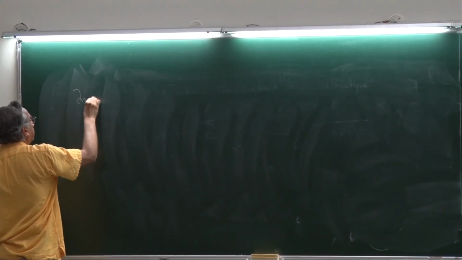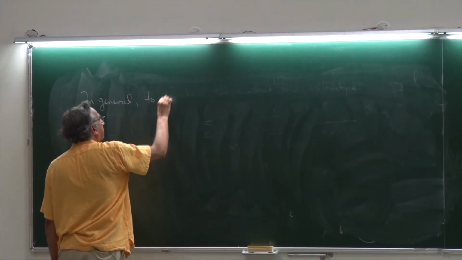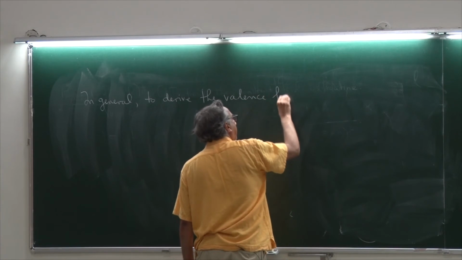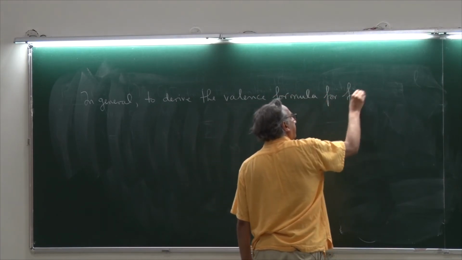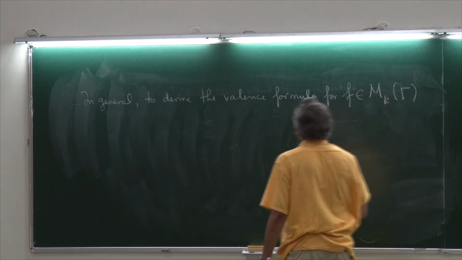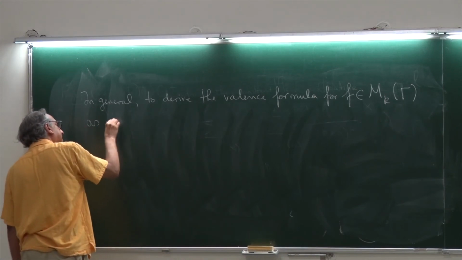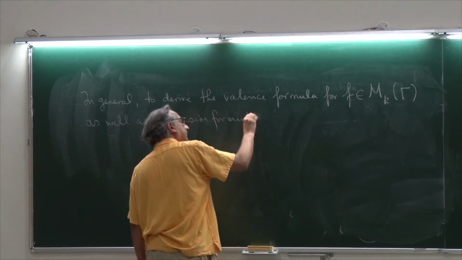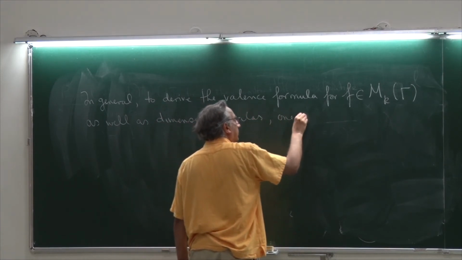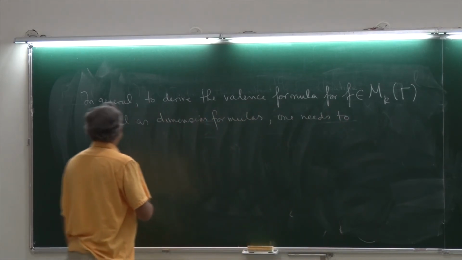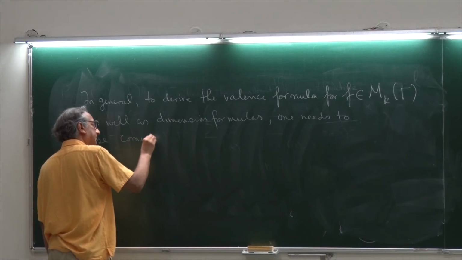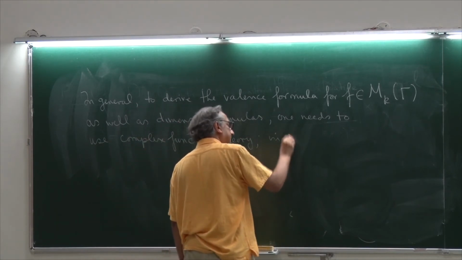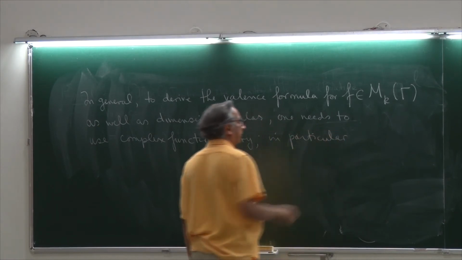So in general, to derive the valence formula for f in Mk of gamma, as well as the dimension formulas for these spaces, one needs to use complex function theory, and in particular the Riemann-Roch theorem.